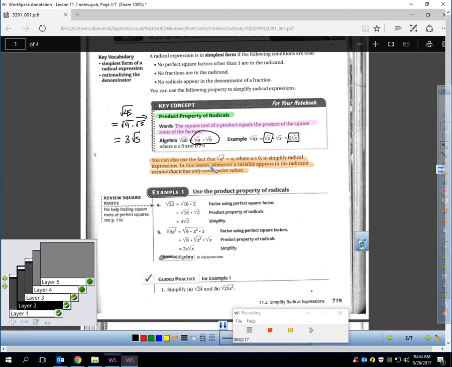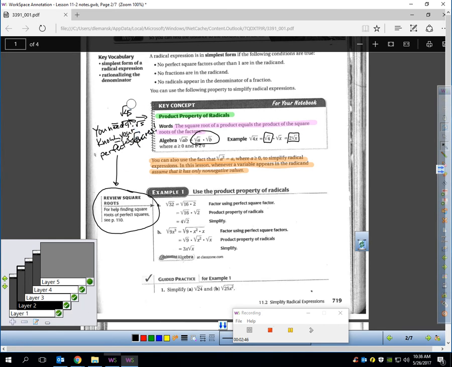You can also use the fact that the square root of a variable to the second power equals that variable, where that variable is greater than or equal to 0, to simplify radical expressions. In this lesson, whenever a variable appears in the radicand, you always assume that it only has non-negative values. So these variables would always be considered positive amounts for these problems. Okay?